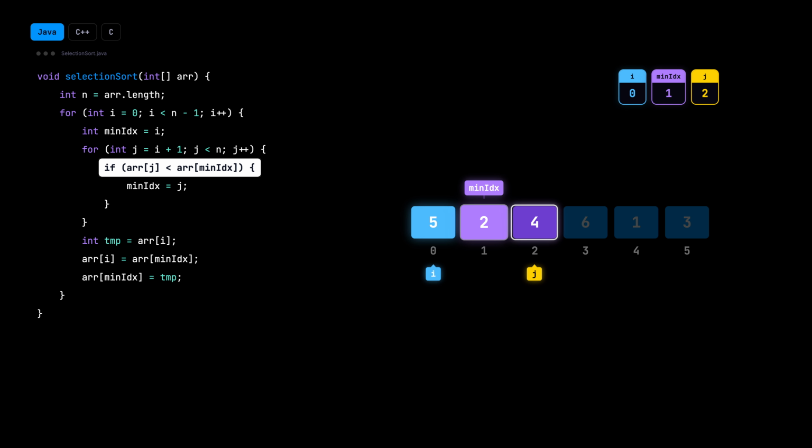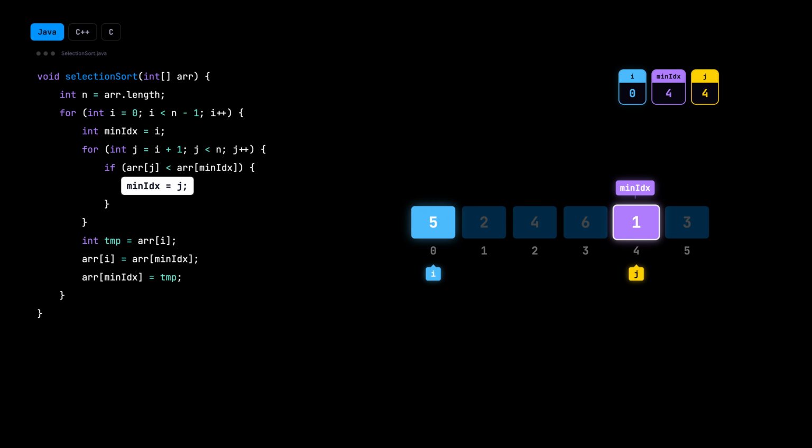j moves to index 2. Is 4 smaller than 2? No. min_idx stays. j moves to index 3. Is 6 smaller than 2? No. Keep going. j is at index 4. Is 1 smaller than 2? Yes. min_idx jumps to index 4.